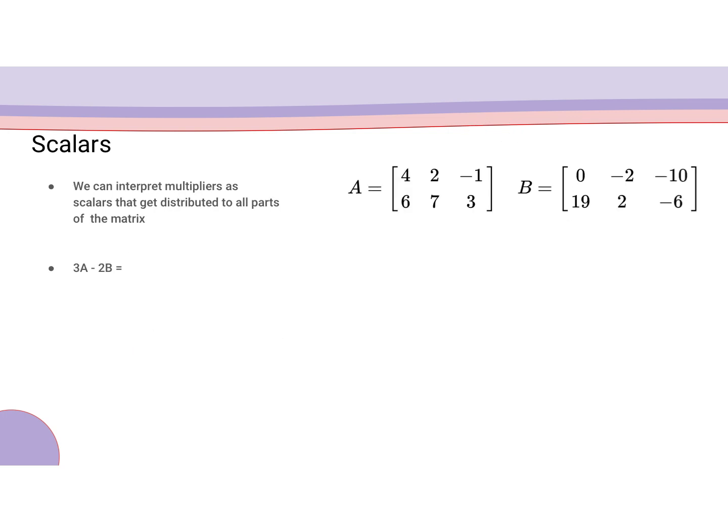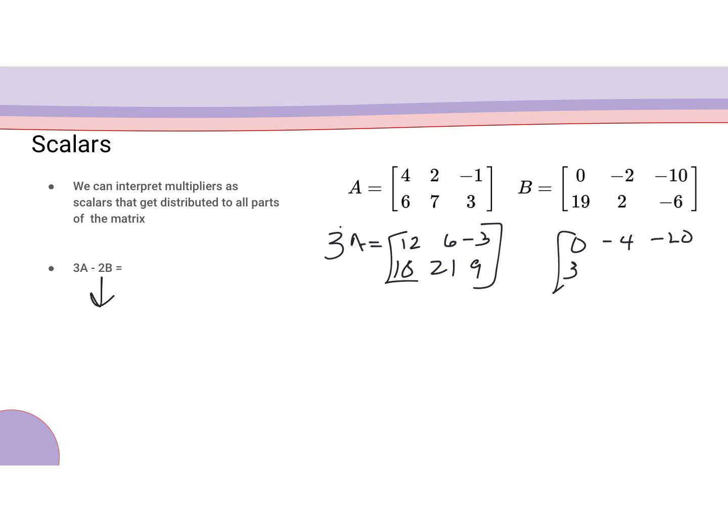So I could perform an operation, 3A minus 2B. What I would actually recommend, instead of doing it all at once, is to first find 3A. Maybe I'll do it here. So this would be 12, 6, negative 3, 18, 21, 9, and find 2B. 0, negative 4, negative 20, 38, 4, negative 12, and now perform just the operation.